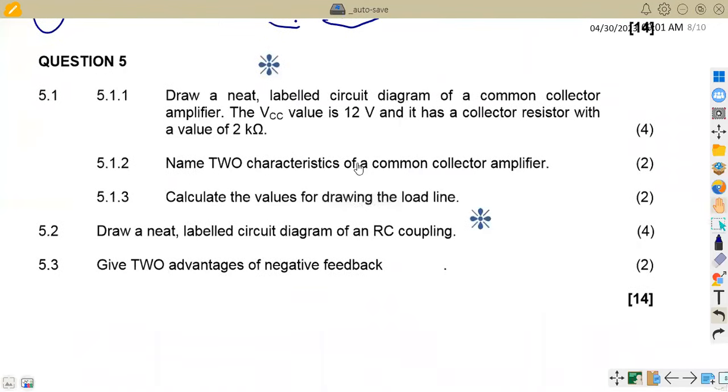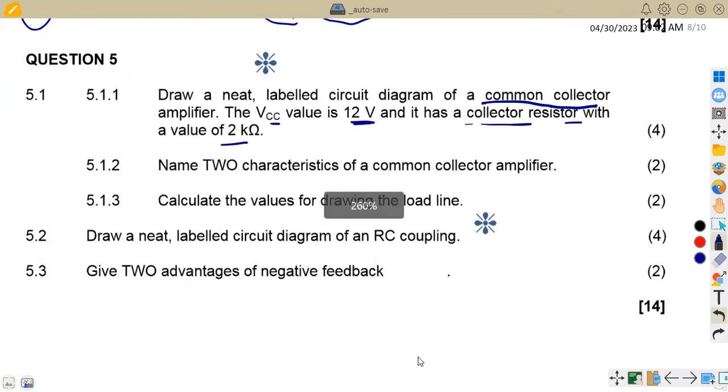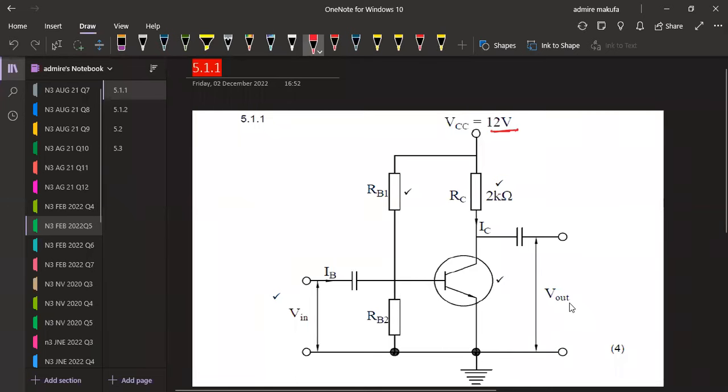On question 5, draw a neat labeled circuit diagram of a common collector amplifier. Take note, it's a common collector amplifier, given VCC at 12 volts and its collector resistance value at 2 kilo ohms. Take note about this, guys. So this is what I'm having for you on a common collector with the given conditions, VCC equal to 12 volts and the RC at 2 kilo ohms.